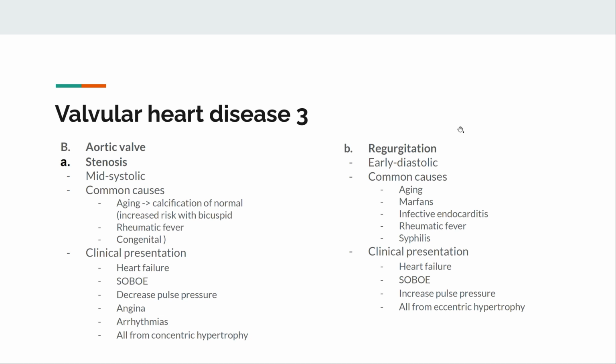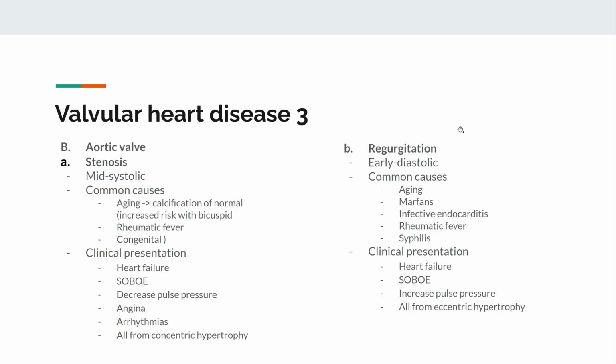So this is an early diastolic murmur, and its most common causes are, again, aging. There are congenital causes such as Marfan's, and you've got your infective endocarditis, your rheumatic fever, which can also cause it, as well as syphilis. So the clinical presentation, as I mentioned, is heart failure, shortness of breath, and this time an increased pulse pressure. So you have an increased difference between your systolic and diastolic blood pressures.